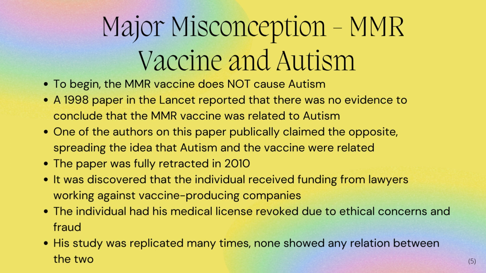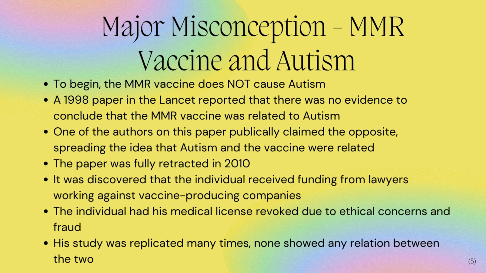Now it's time to discuss a major misconception that the MMR vaccine is related to autism. Let us first state that the MMR vaccine does not cause autism. A paper published in 1998 reported that there was no evidence to conclude that the MMR vaccine was related to autism. However, one of the authors on this paper publicly claimed the opposite. This led to the spread that autism and the vaccine were related.